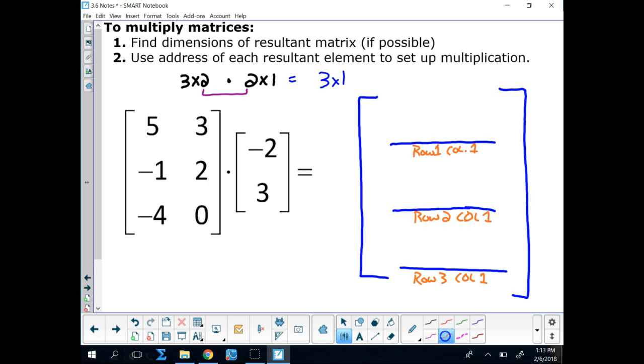Okay? Now, that's addresses. But it also tells me how I'm going to multiply. What this is saying is I'm going to take the first row of the first matrix and multiply it by the first column of the second matrix. So that's going to look like 5 times -2 plus 3 times 3.